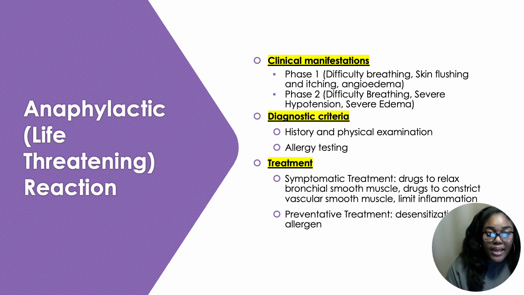So here are your clinical manifestations, and again, you have two different phases where you'll see this occur. Phase one normally results in difficulty breathing, you're still flushing and itching, and you have angioedema. And then phase two, it moves more into that severe hypotension or that blood pressure drop that we mentioned in previous slides. You will see severe edema. And again, as far as your clinical manifestations, they are severe enough to notice that an individual is in a life-threatening emergency, and these do need to be treated as soon as you notice the symptoms.